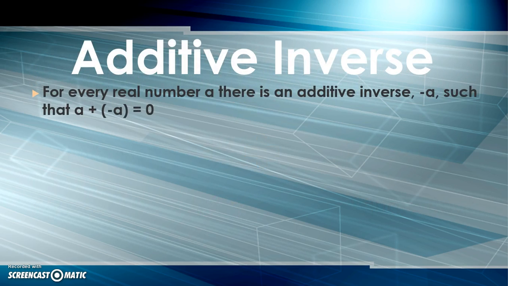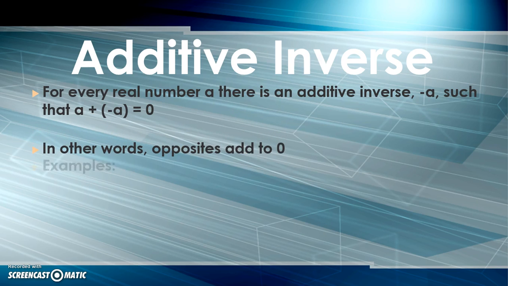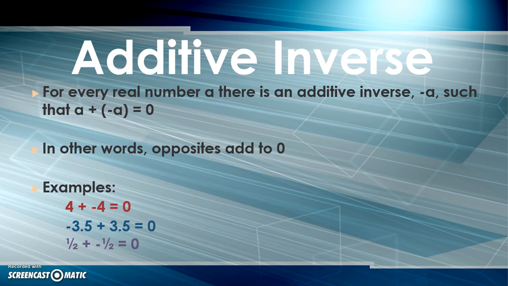So for additive inverses, for every real number a, there is an additive inverse, negative a, such that a plus negative a equals 0. In other words, opposites add to 0. Here are some examples. 4 plus negative 4 equals 0. Negative 3.5 plus 3.5 equals 0. 1/2 plus negative 1/2 equals 0.